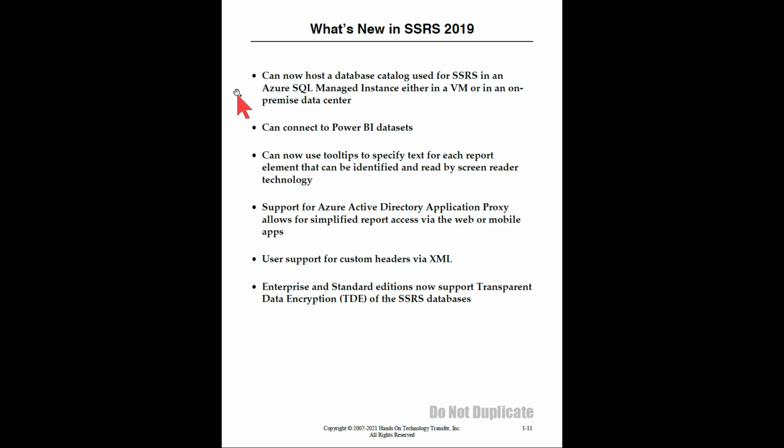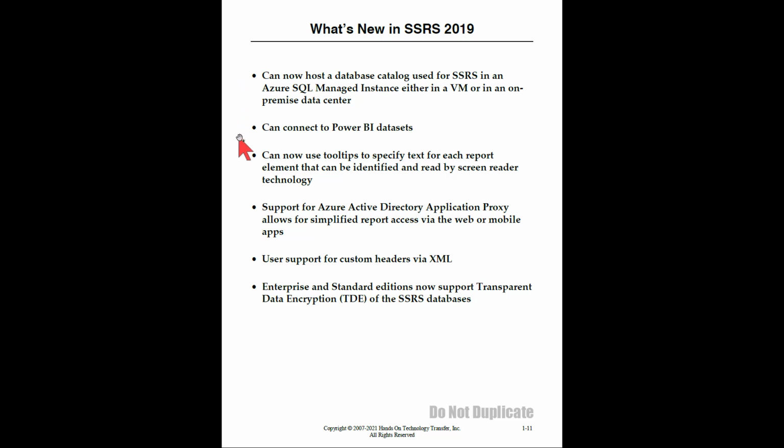2019 can now host reports based on a catalog that's hosted in the Azure SQL Managed instance. So we can integrate SQL Server Reporting Services 2019 with the Azure cloud. This is useful if you have an on-premise data center and you want to go ahead and run your reports on-premise, but you want to go ahead and use data that's in the cloud.